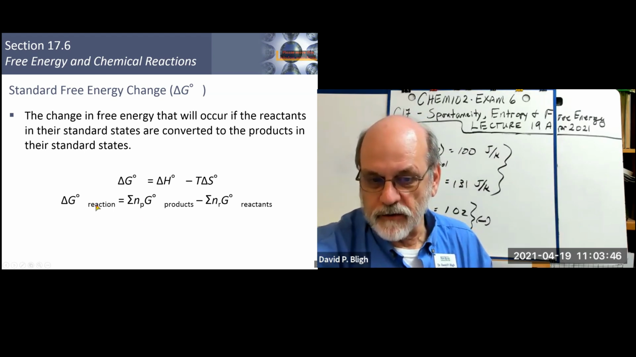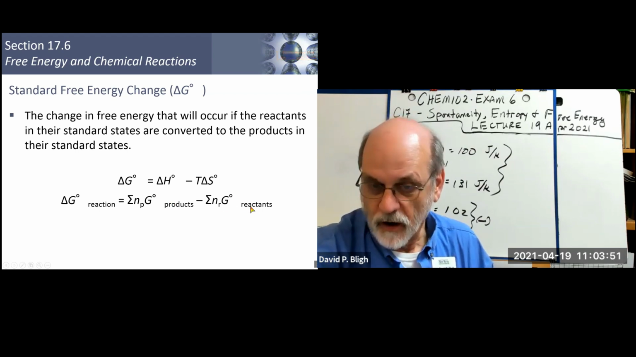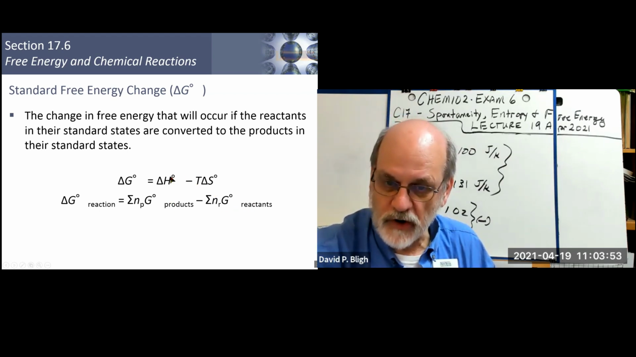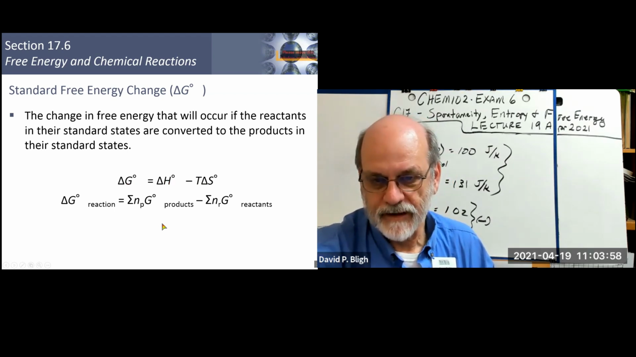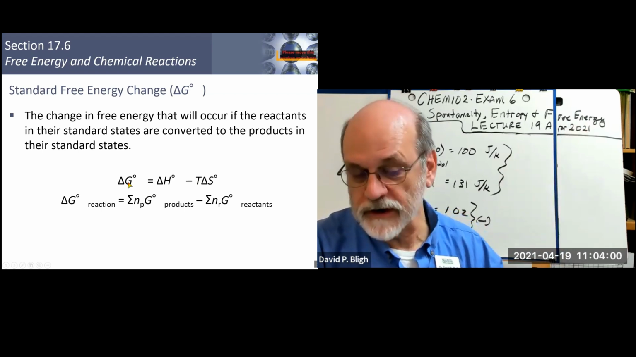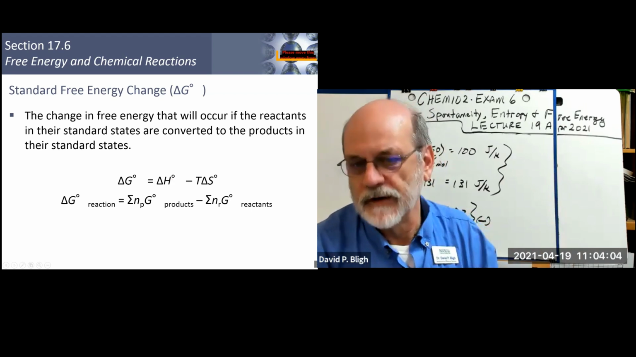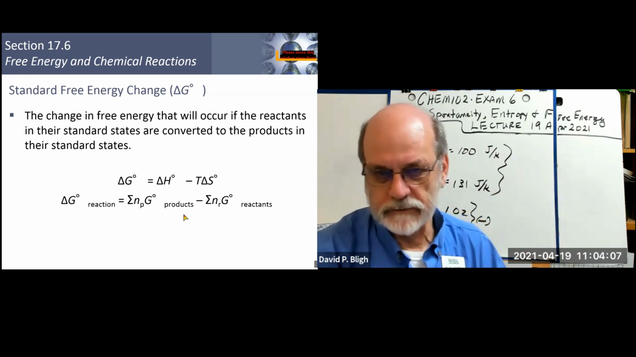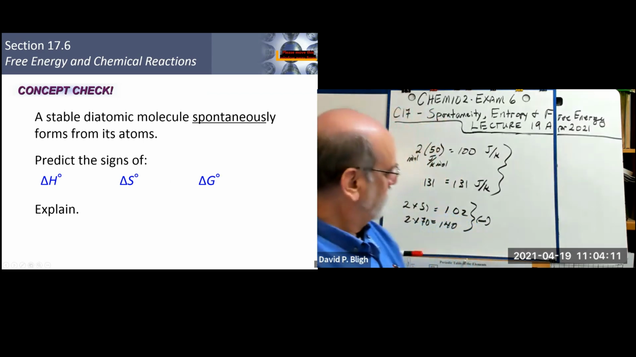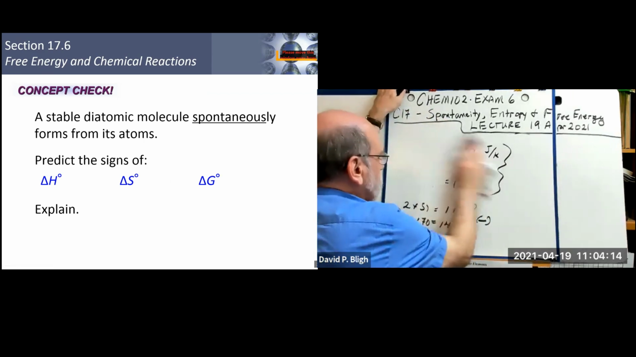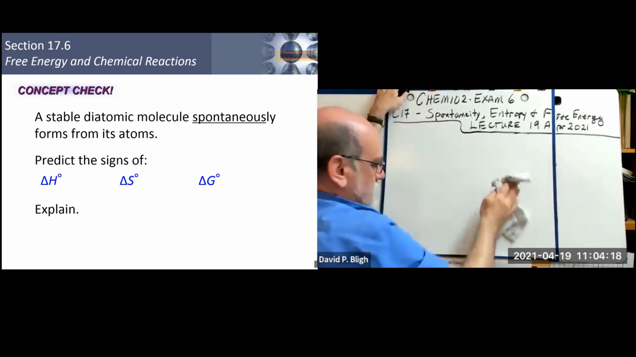So delta G for the reaction is the product delta G minus the reactant delta G. Or if we happen to know what these terms are here and here, we can calculate it that way also. Or if you know delta G and you know this one, then you can calculate delta H. It's like any equation: one unknown, you can solve for it. Okay. So now we're going to try a little intuition.